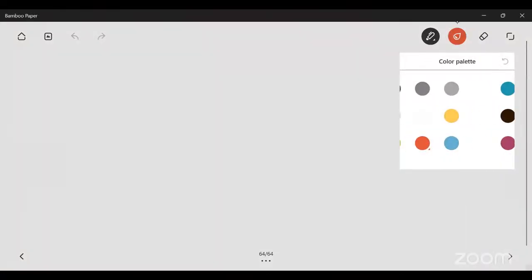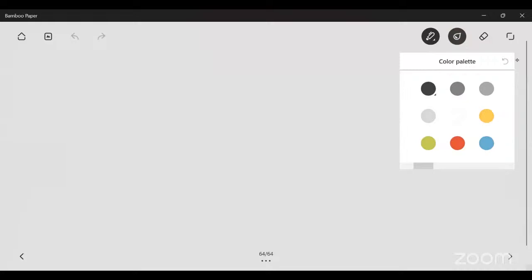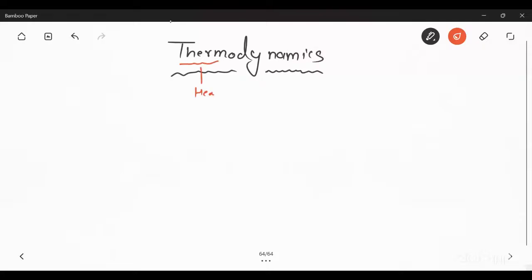So, students, in today's chapter, we will discuss the new chapter, thermodynamics. Firstly, I will discuss in short about thermodynamics. What is thermodynamics? Thermo is related to thermal, meaning heat or temperature, and dynamics means when they are in motion. So the study of heat or temperature when they are in motion is known as thermodynamics.